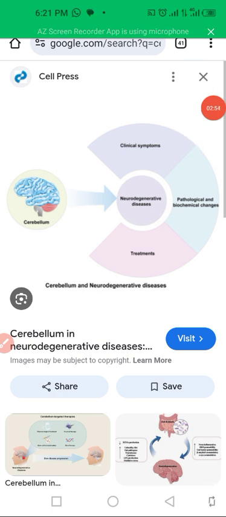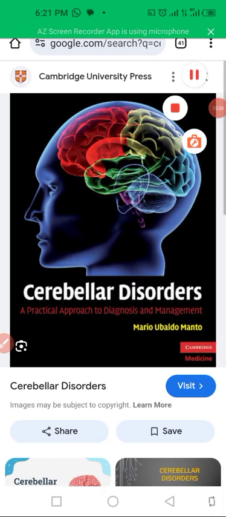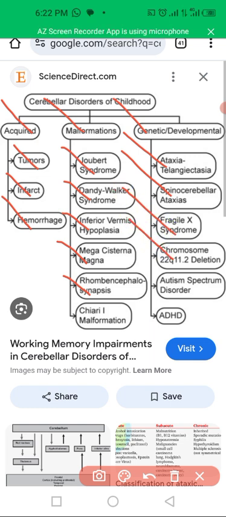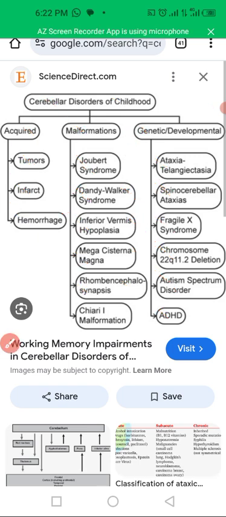As you can see, there is a wide range of disorders related to the cerebellum, like acquired disorders such as tumor, infarct or hemorrhage, malformations like different syndromes, and genetic disorders like ataxia telangiectasia, spinocerebellar ataxia, Fragile X syndrome, DiGeorge syndrome 22q11, and ADHD. So these are some of the syndromes.